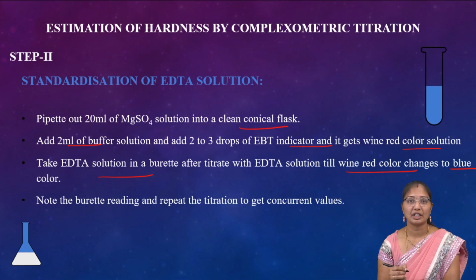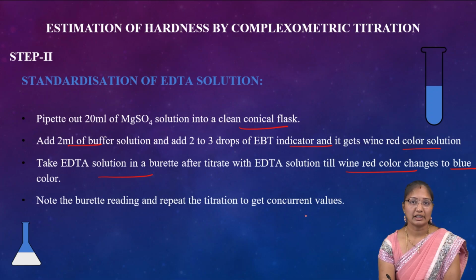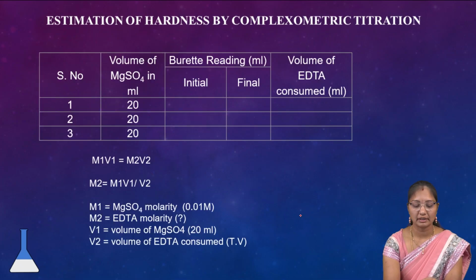Once the blue color comes into the conical flask, we have to stop the reaction. We have to stop the burette flow, note the burette reading and repeat the titration to get concordant values. Here we have to tabulate the columns. First, magnesium sulfate 20 ml was taken in 3 conical flasks. The burette initial reading will be 0.